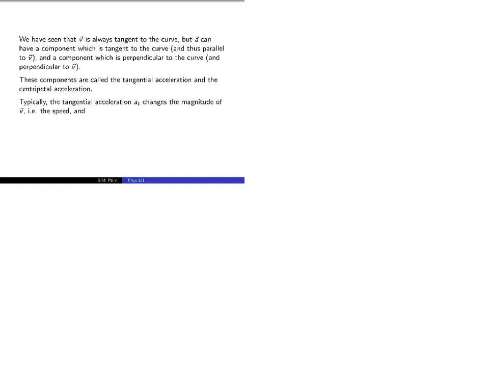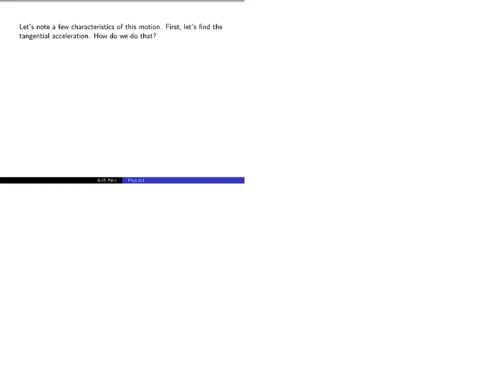The tangential acceleration, a_t, changes the magnitude of v, that is, it changes the speed. So whenever a particle speeds up or slows down, that is caused by tangential acceleration. The centripetal acceleration, on the other hand, does not change the speed, but it does change the direction of the velocity. Let us note a few characteristics of this uniform circular motion.